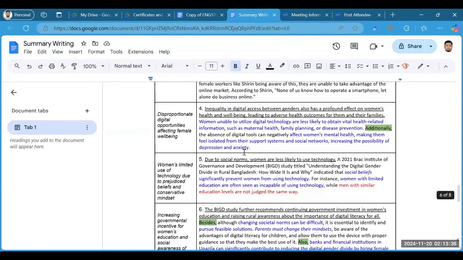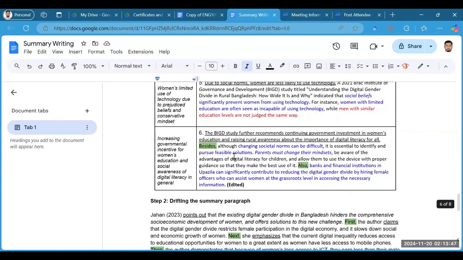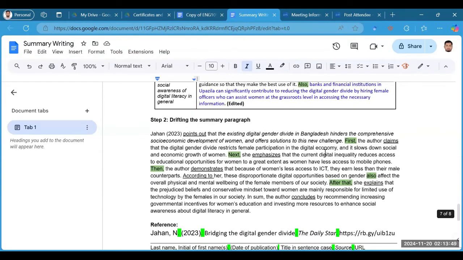So if you look at the first paragraph's main idea, you'll see that digital gender divide restricts female participation and socio-economic growth. So this idea has been transformed into a sentence now. So I have written the sentence. So this is my first paragraph's main idea with author tags and transition. I've written one sentence for that.